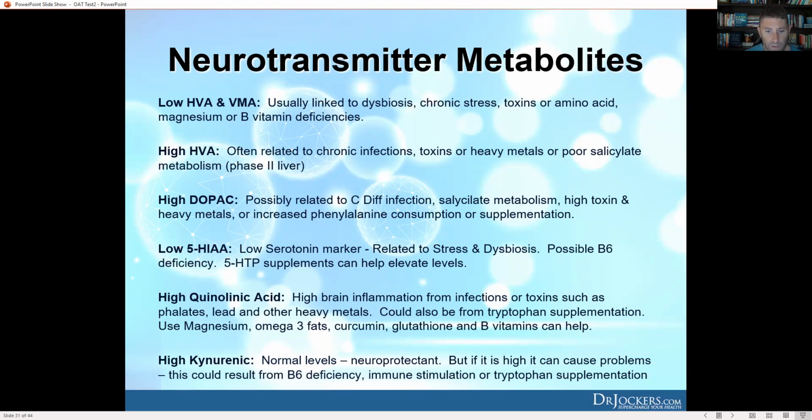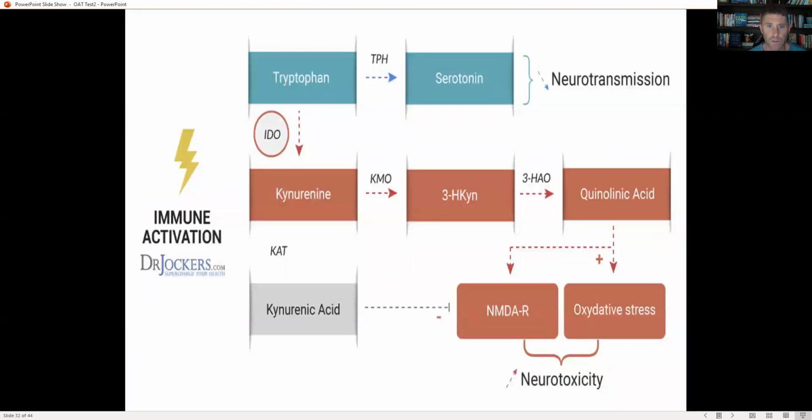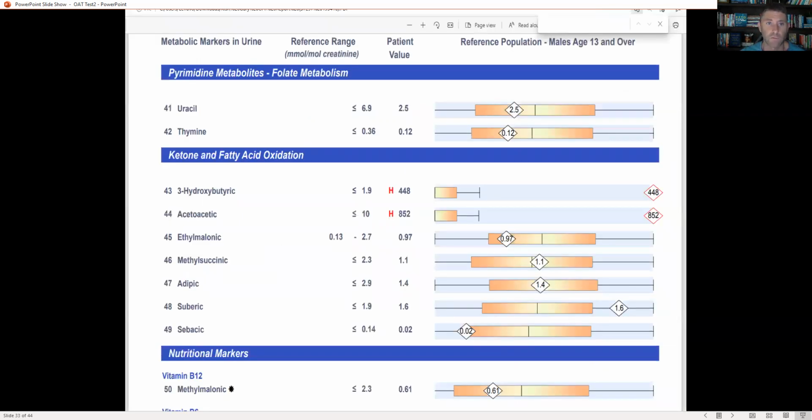High kynurenic acid. Normal levels are neuroprotective. So it's important that we have good normal levels there. But if it's high, it can cause problems. And that could result from a B6 deficiency, immune stimulation, or tryptophan supplementation. So that could be an issue. Let's see. So tryptophan, again, kynurenic and quinolinic acid. So there's this whole relationship here. And if we're producing too much quinolinic acid, it's a sign of neurotoxicity that's taking place.